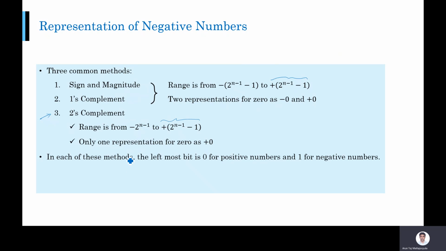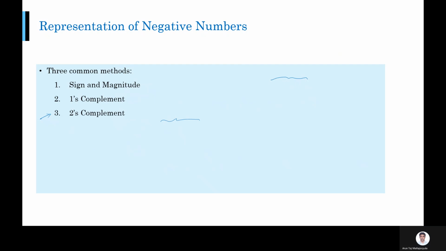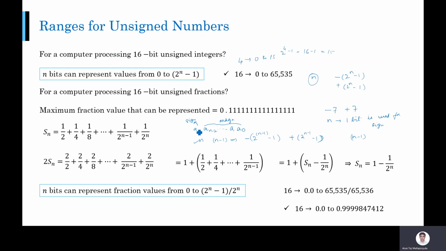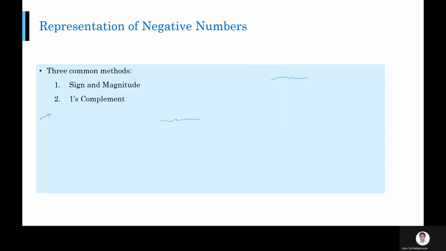Another thing that is common to all of them is that in each of these methods, the leftmost bit is 0 for positive numbers and 1 for negative numbers. So that is the convention. All right. So this leftmost bit is going to be used as the sign bit. If this is 0, then the magnitude is a positive value, and if this is 1, then the magnitude is a negative value. That is how these representations are done as a convention.